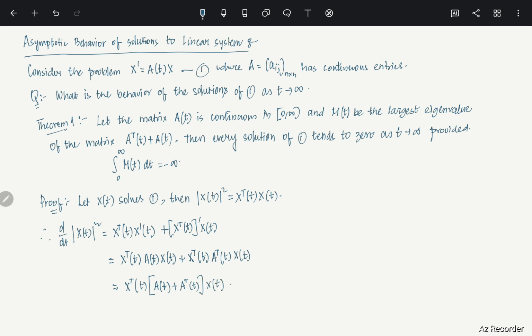Now you see this matrix, one beautiful thing about A(t) plus A transpose(t) is it is symmetric. So since A transpose(t) plus A(t) is symmetric, and m(t) is given to be the largest eigenvalue, right? Is the largest eigenvalue.